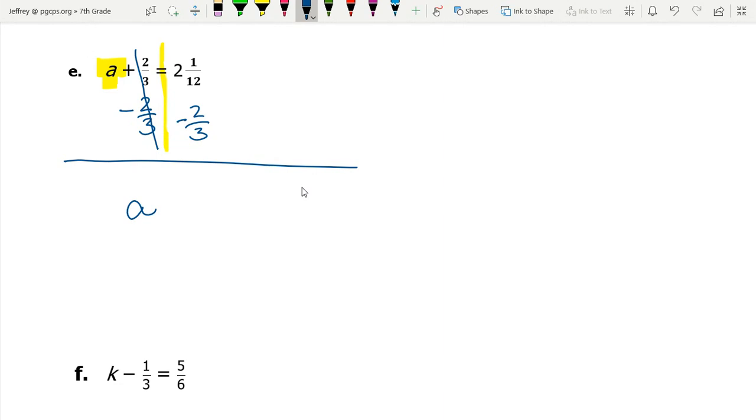What's left is a. Now, 2 and 1/12, I would like to change it to an improper fraction. So 12 times 2 is 24. 24 plus 1 is 25 over 12.